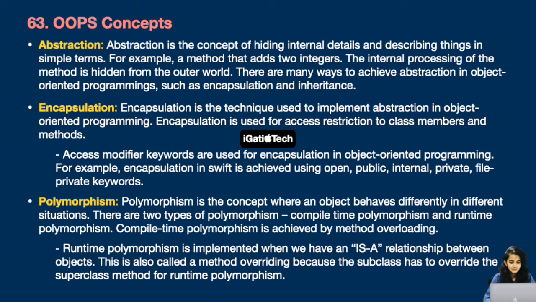Now, polymorphism. Polymorphism is a concept where an object behaves differently in different situations. There are two types of polymorphism, compile time polymorphism and runtime polymorphism. Compile time polymorphism is achieved by method overloading. Runtime polymorphism is implemented when we have an is-a relationship between objects. This is also called method overriding because the subclass has to override the superclass method for runtime polymorphism.